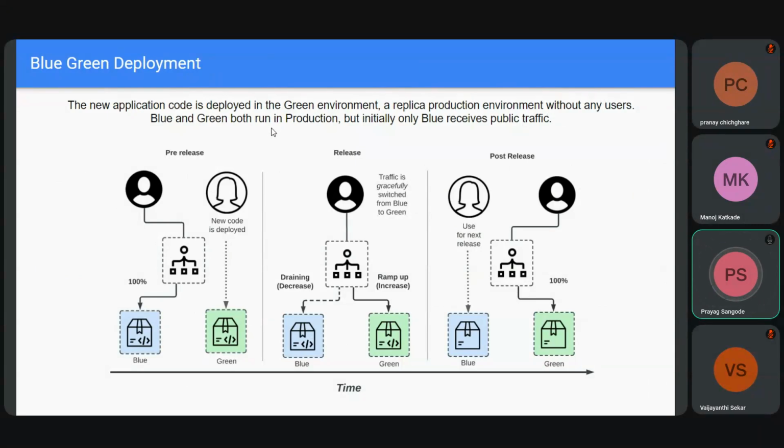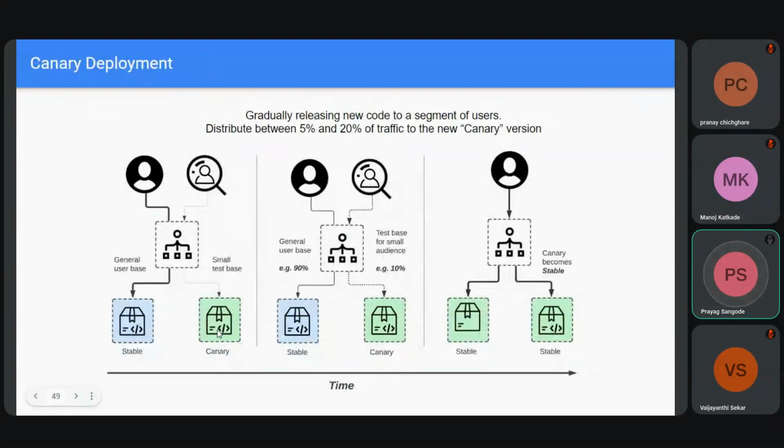And then initially increasing the traffic. This is blue green deployment, but this will be costly as the same infrastructure needs to be duplicated. Okay, in canary deployment, it is similar, but not exact. Here all the traffic will not go to version 1.